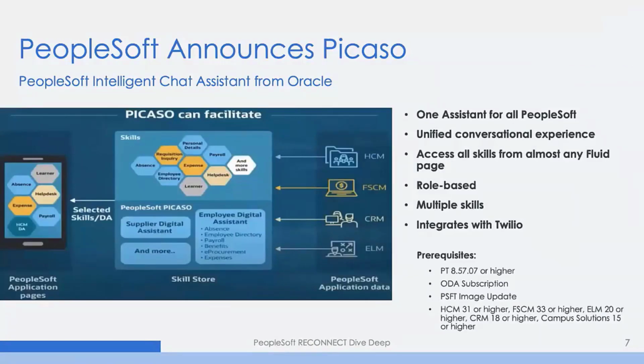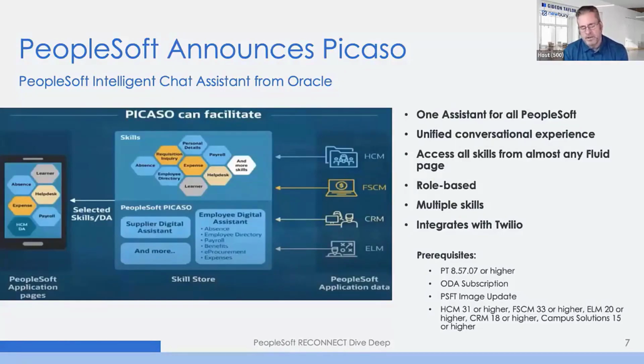Picasso is... Chatbots have been around for a little while, even in the PeopleSoft space, but Picasso, which is the PeopleSoft intelligent chat assistant from Oracle, is a single chatbot or a single assistant for all of PeopleSoft. So long as you have a cluster of HCM and, say, financials or even student, you can have chatbots that are a single assistant across all of the PeopleSoft experience.